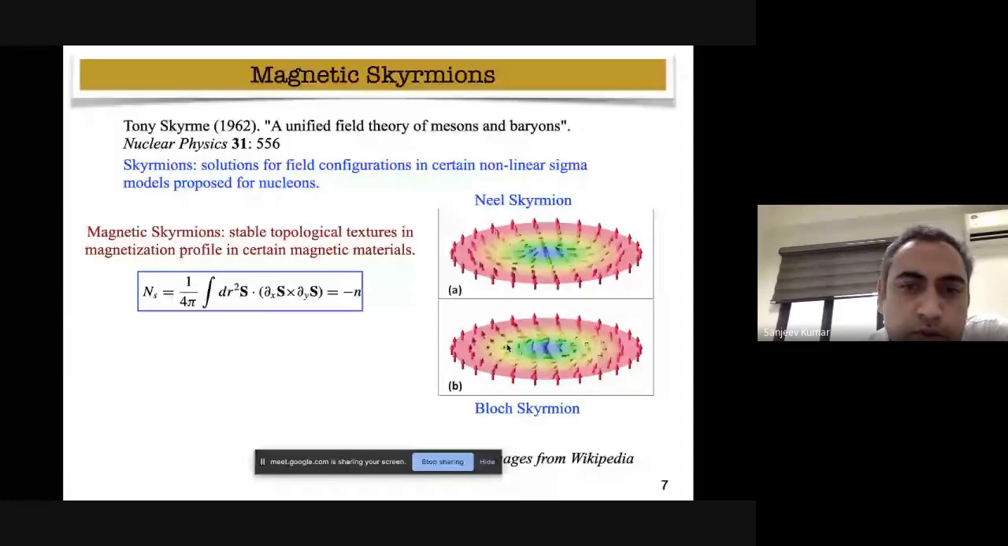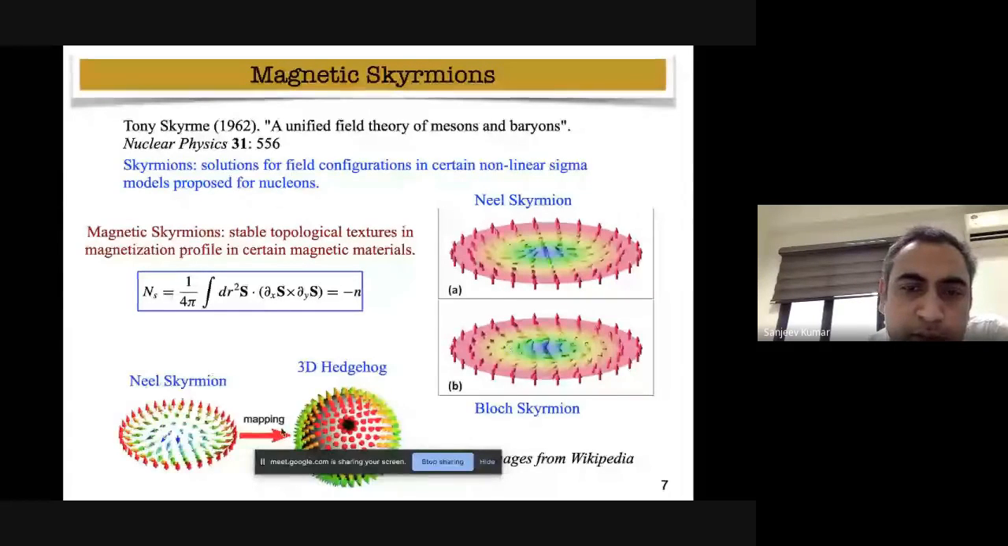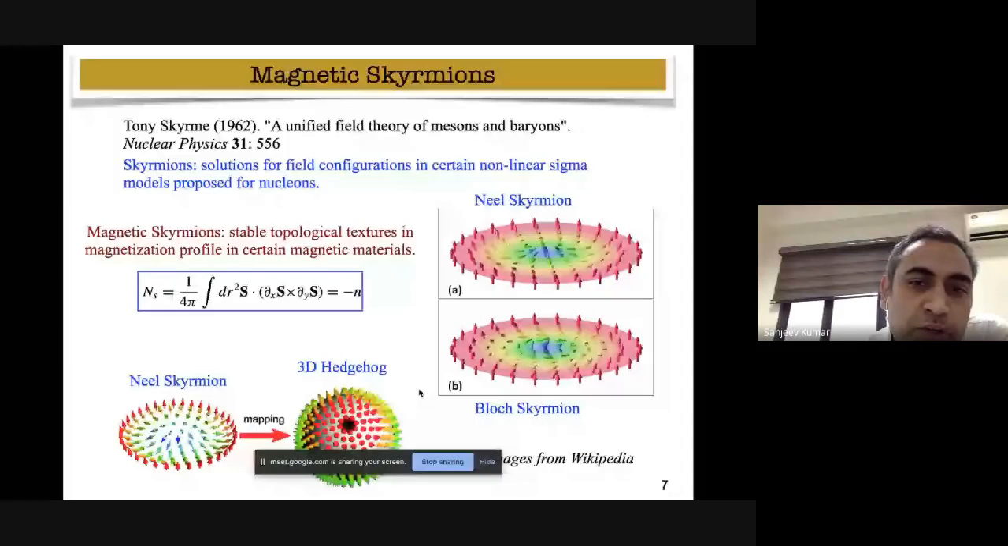Just a fun geometric or mathematical fact is that you can obtain this as a stereographic projection from a 3D hedgehog. You take a sphere, and on the surface of the sphere, you place spins which are pointing radially outwards in 3 dimensions. Now you take the south pole of this, where the spin is pointing down, and map it to the center here. And then you do the stereographic projection of each spin. Then it will essentially map to this object.